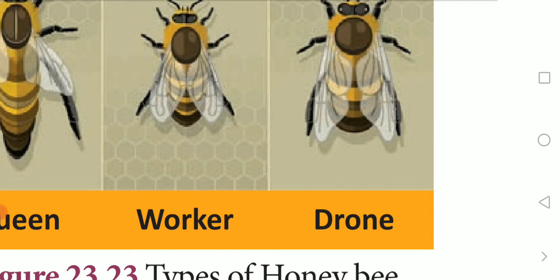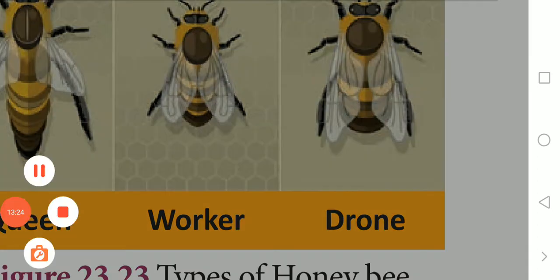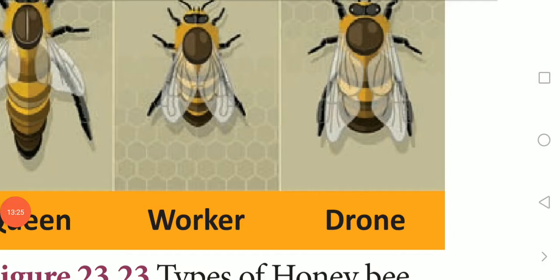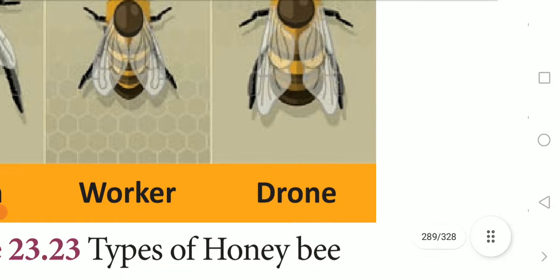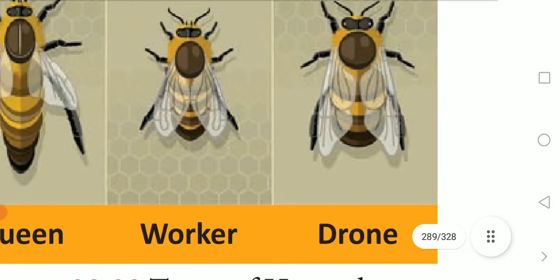The next one is the drones. They are fertile males developed from unfertilized eggs. They are larger than the worker and smaller than the queen. Their main function is to fertilize the eggs produced by the queen.